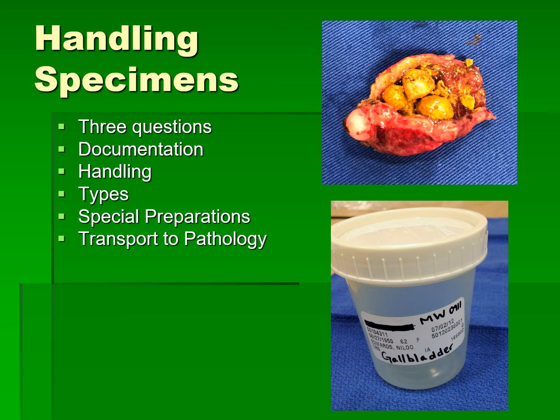Bulk tissue or organs or partial organs or very large specimens can be put in larger containers, or they might have to be put in a leak-proof bag. If you did an above-the-knee amputation, let's say, there isn't a specimen container that's going to fit that lower limb.